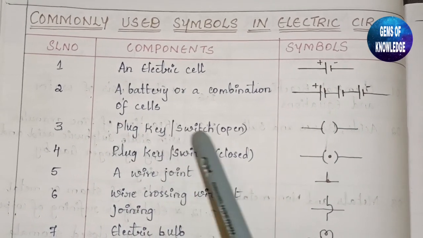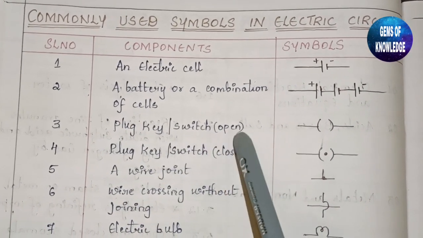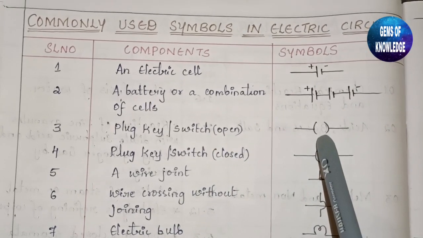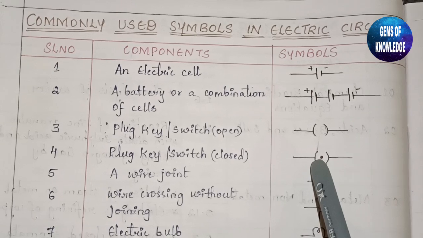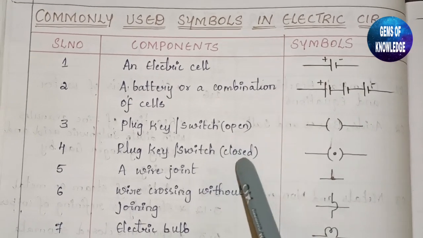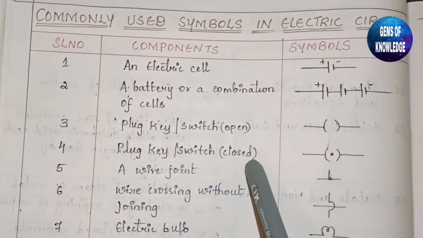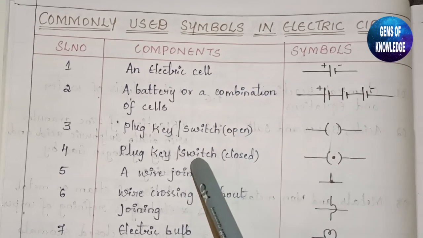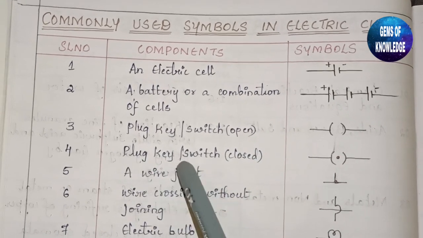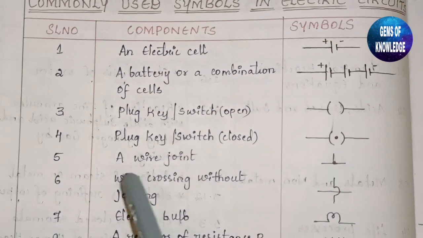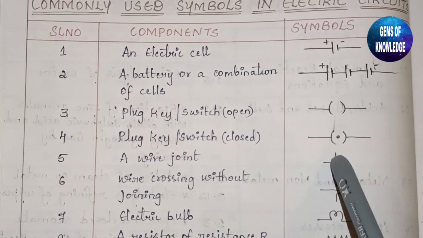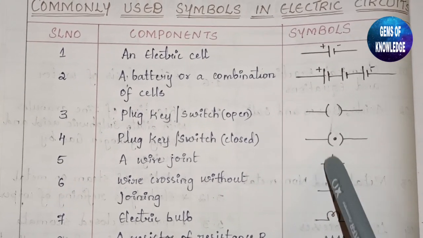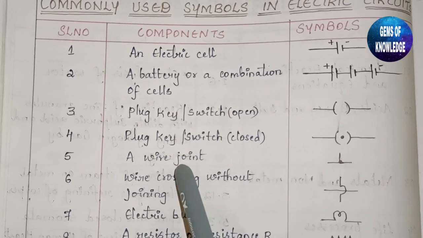Next is plug key. It is also called a switch. When it is open, it will be in this shape. There is no dot present here. If the dot is present here, then it is a closed circuit. The switch is not open, it is closed. That is plug key. Next, wire joint. You can see two wires are joined and one dot is shown where the two wires are joined. Okay, this is wire joint.